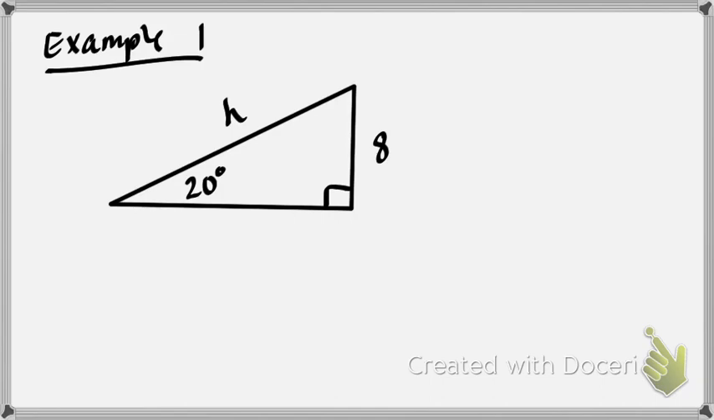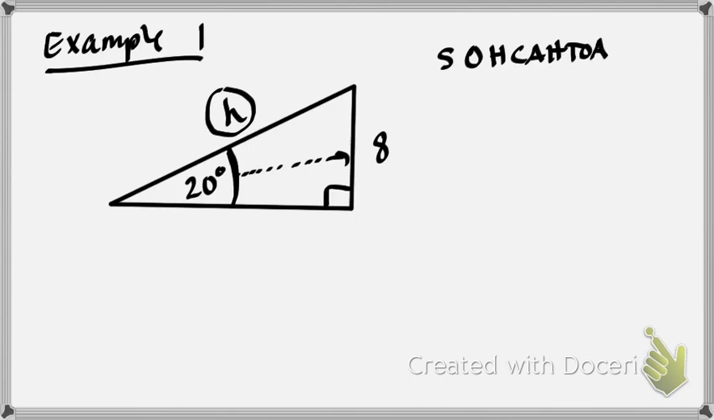Okay, so we're looking at this angle right here. So what is the relationship of the two things that I know? Well, with this angle, this is the side opposite, so we're going to put an O here, and this is the hypotenuse, H. So if you remember in SOHCAHTOA, the side opposite and hypotenuse, we would have to use the sine function.